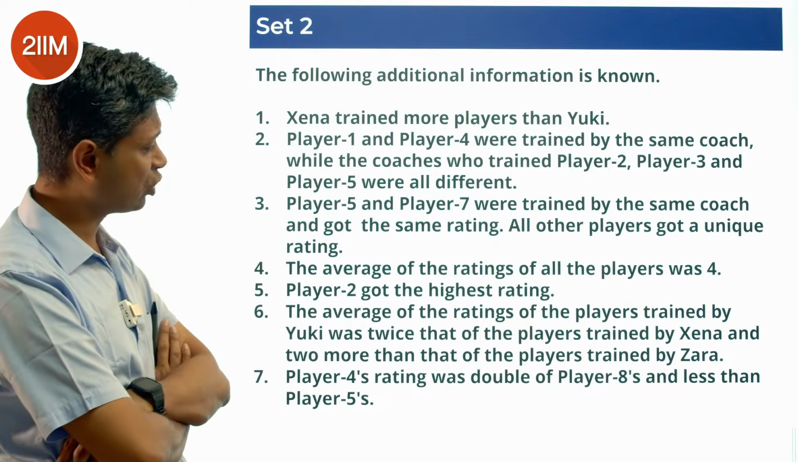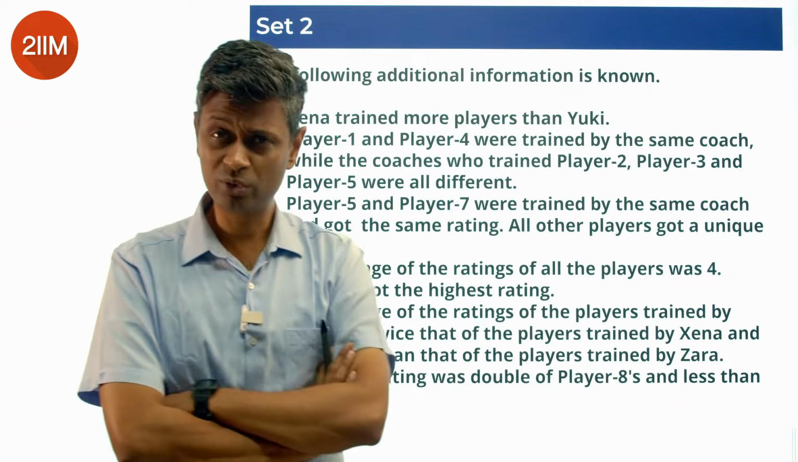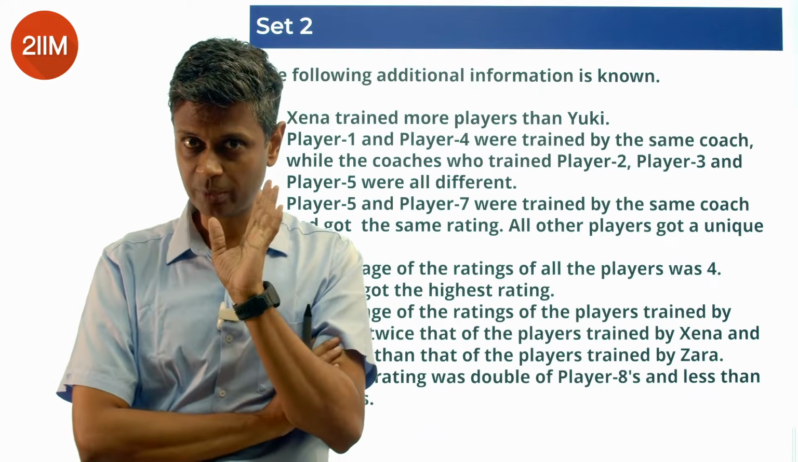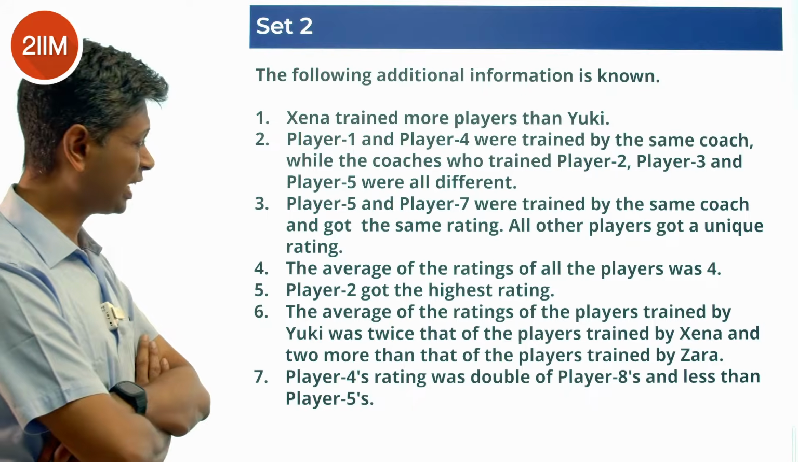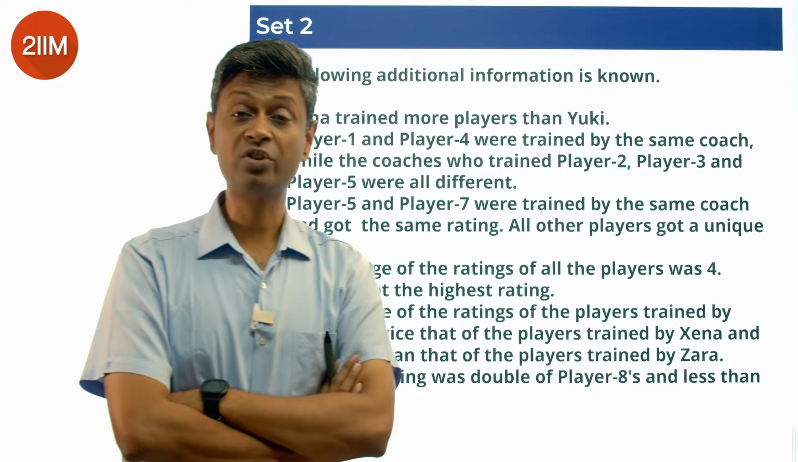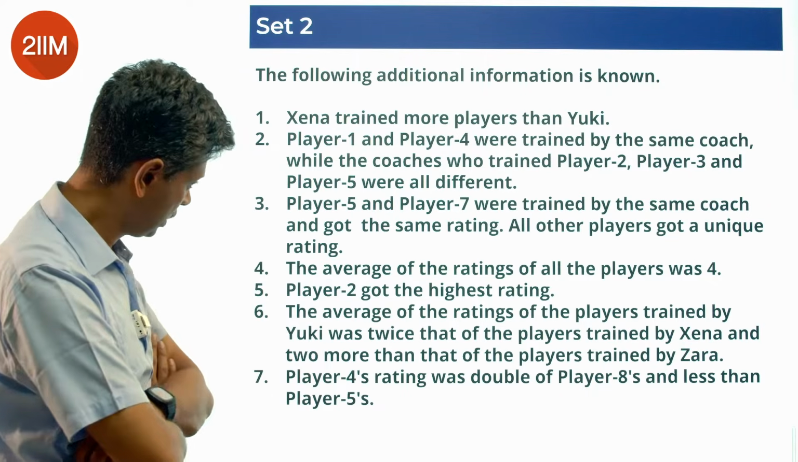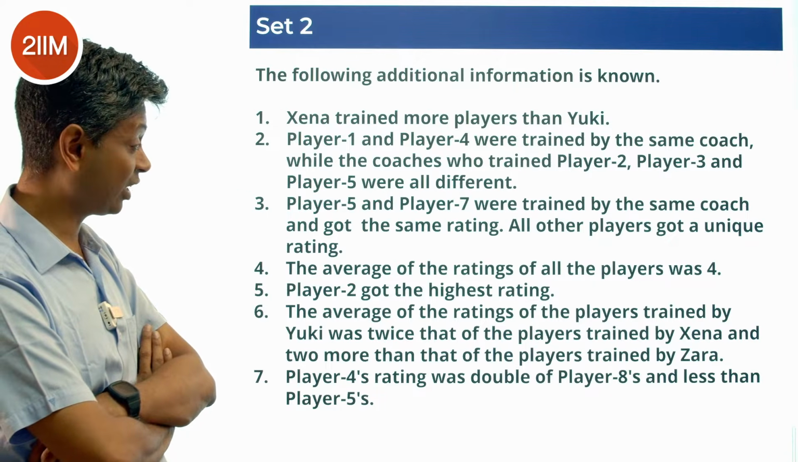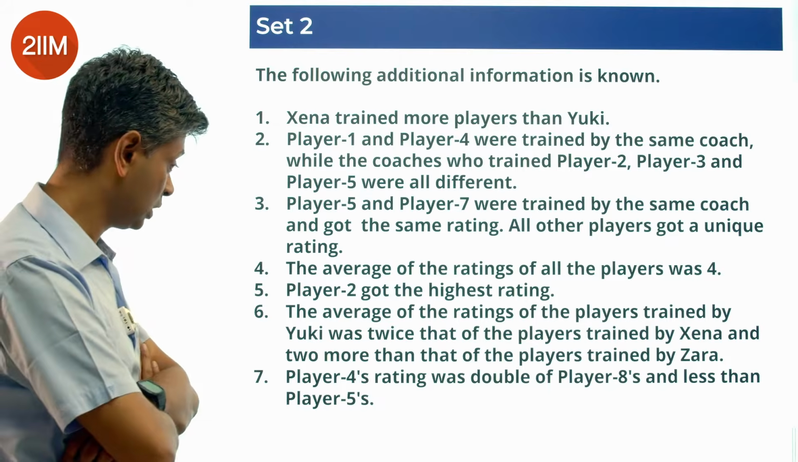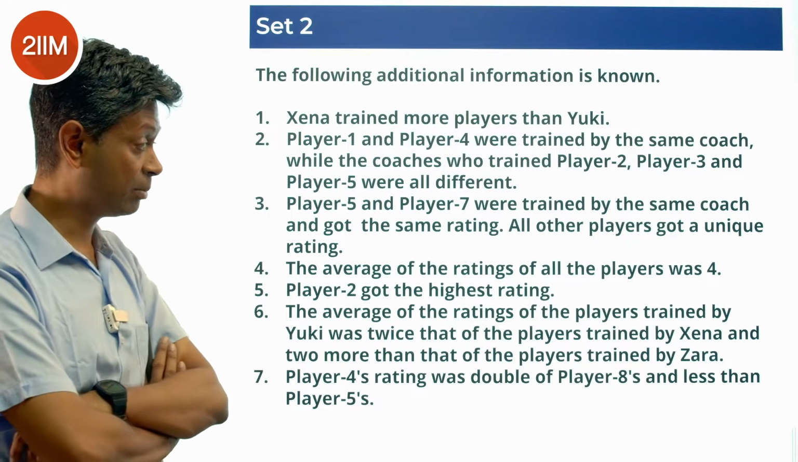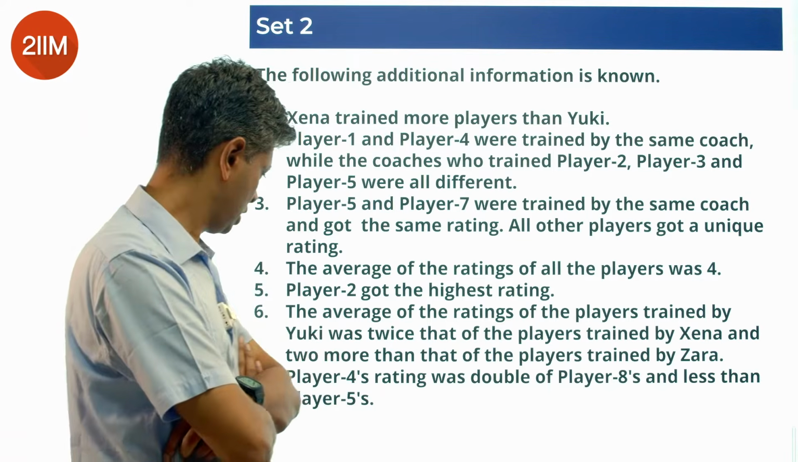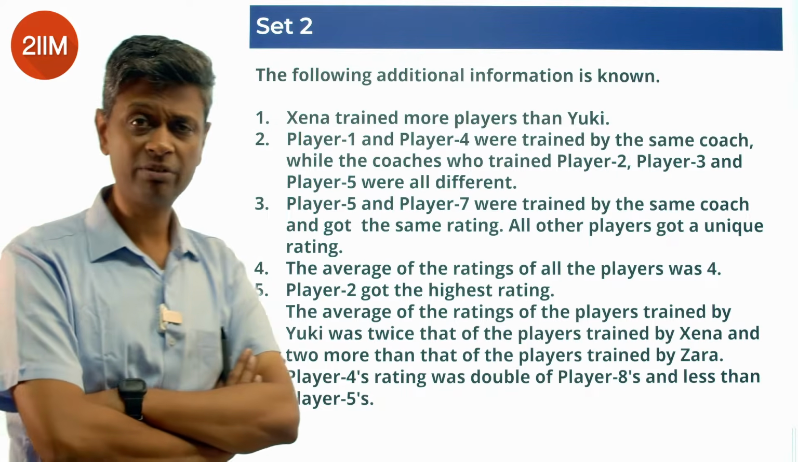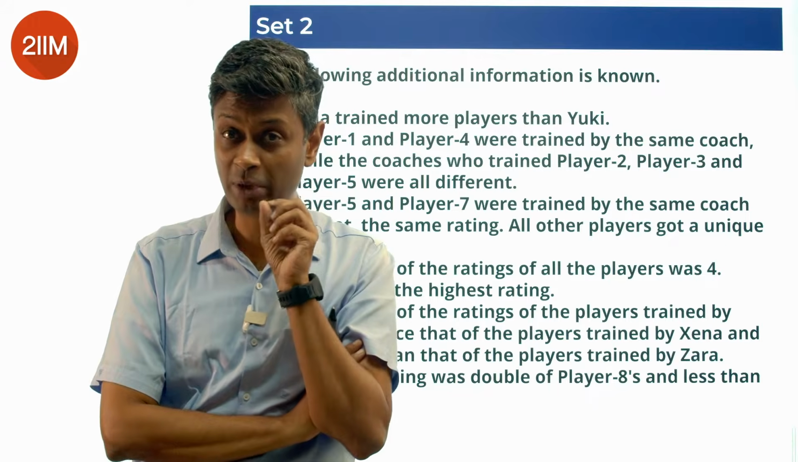The average of ratings of all the players was 4. This is super useful. Sum of all the ratings is 32. We can find the repeating number straight away. Okay. Player 2 got the highest rating. Player 2 gets 7. 7 is definitely got by somebody. The average ratings of the players trained by Yuki was twice that of the players trained by Zena and 2 more than that of the players trained by Zara. Nice. Player 4's rating was double that of player 8's and less than that of player 5's. Nice. I think lots to play with here.